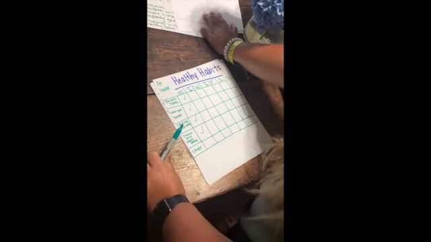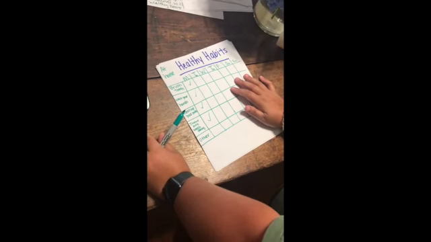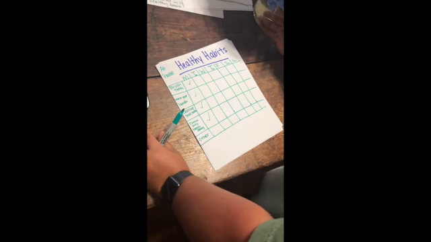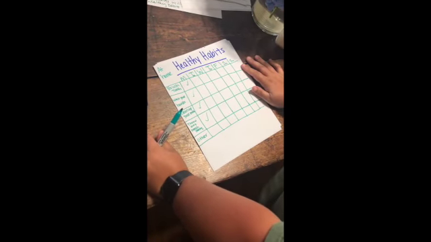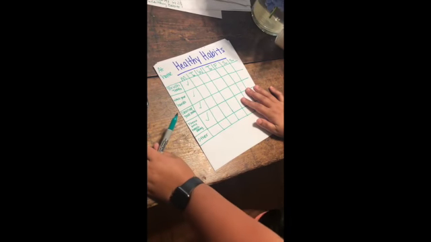And so for the objectives of this, the students will be able to create a chart at home and a chart for at school of healthy habits that the student needs to complete every day. And so that is the lesson activity focus.